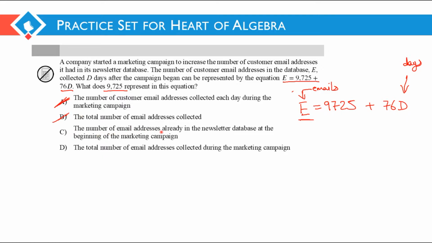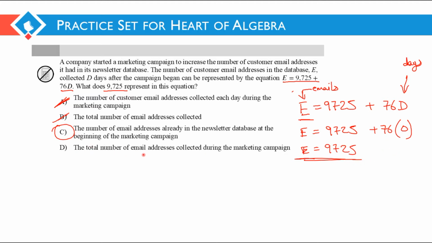Is it the number of email addresses already in the newsletter database at the beginning of the marketing campaign? Well, yes, it actually is. This is our correct answer, because if you plug in 0 for D, E equals 9725 plus 76 times 0, since when the campaign started, it was 0 days. So therefore, E is equal to 9725. That's how many email addresses were already in there when it was 0 days after the campaign started. So basically, essentially when the campaign started. And that's our answer.